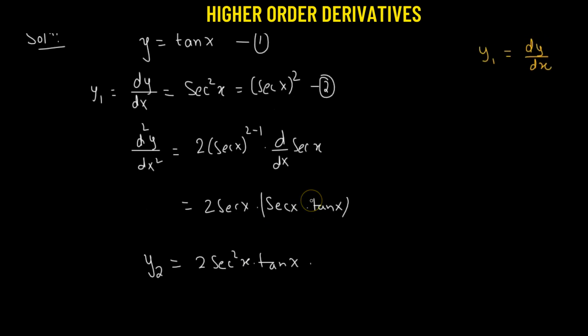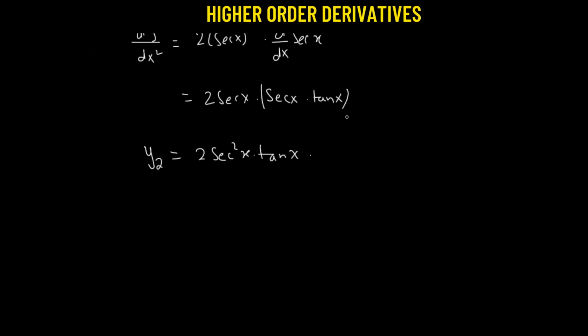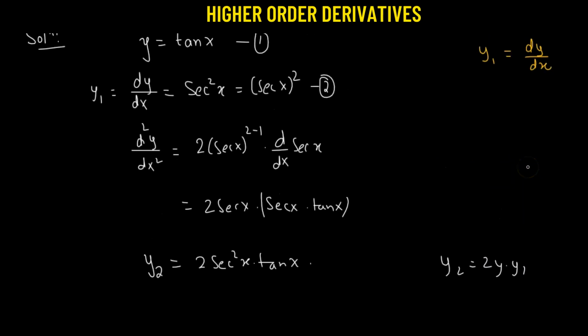Now we have found the first derivative and the second derivative as well. Now we have to show that y2 equals 2y times y1. So let's do that. Here we have to show y2 equals 2y times y1. Well, we already have the value of y. Here y is tangent of x and y1 is secant squared x. So that's fine. We have already found whatever we need.